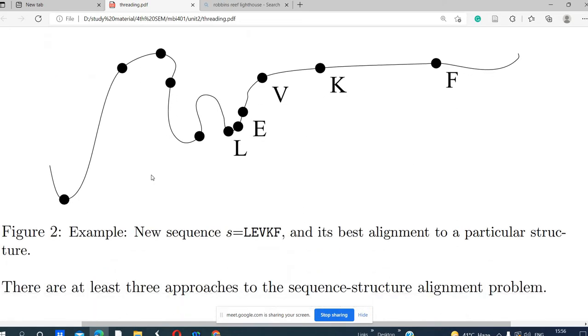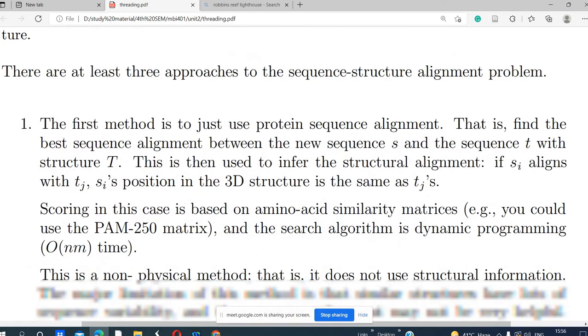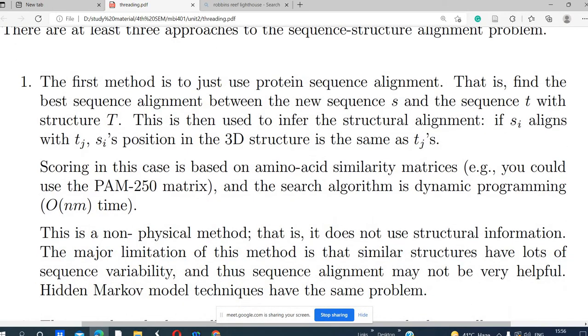So here you can see this is the sequence which contains different amino acids like L, E, V, K, F. The new sequence has L, E, V, K, F and we want its best alignment to a particular structure. How can these amino acids be aligned to a particular structure? So there are at least three approaches. In the threading method, we have three possible ways. What are the possible ways?